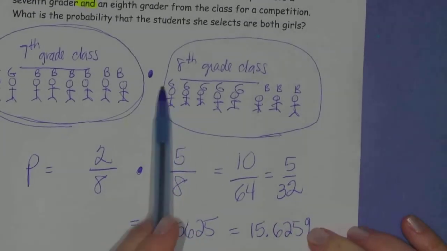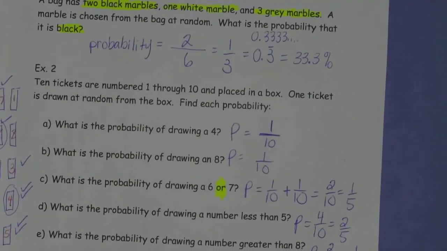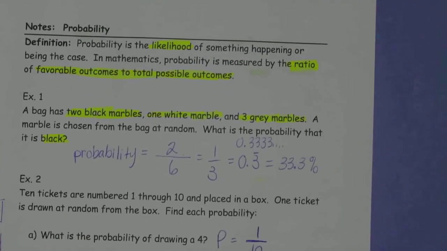Okay? So you see the and, you've seen the or, you've seen simple probabilities, definition of probability.